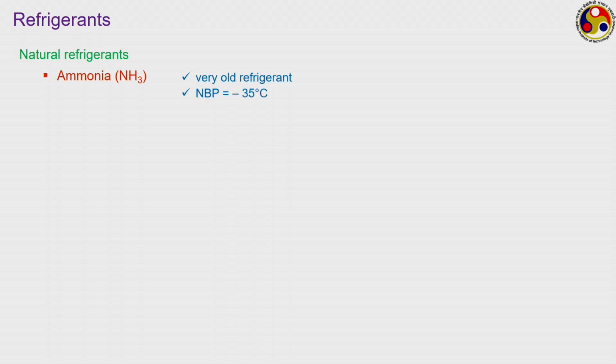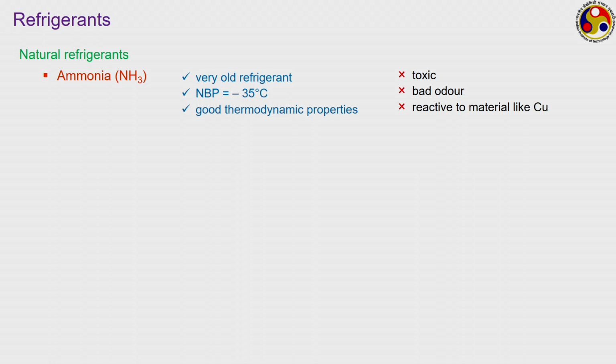Its normal boiling point is very advantageous, it is minus 35 degree Celsius, so we can easily go to quite low temperatures using ammonia as the working medium, and it has very good, quite well known and quite decent thermodynamic properties. So, as a refrigerant ammonia has these advantages, but it has disadvantages also. Ammonia is toxic, ammonia has very bad odor, so not very useful if it gets leaked to the surrounding, and it is reactive, a very important point, it is reactive to certain materials, particularly copper, which is used in the heat exchangers in the condensers and evaporators. So, if we are using ammonia as the refrigerant, we can't use copper like material.